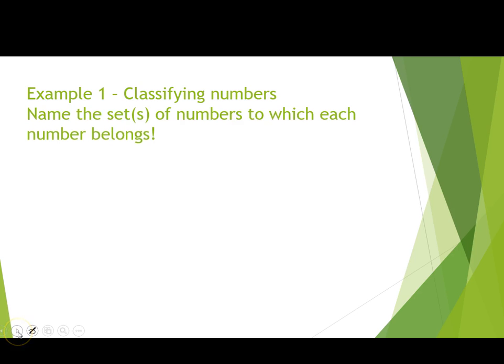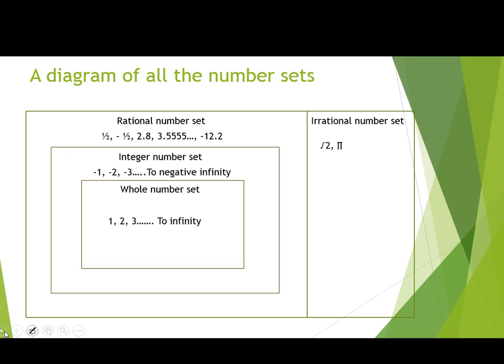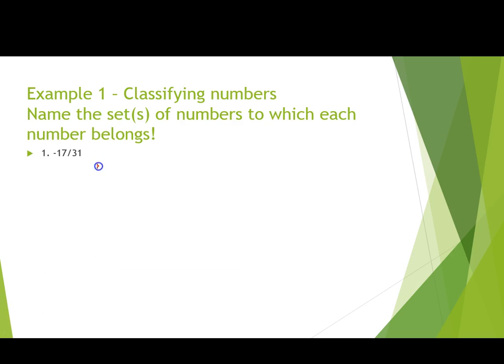Okay, so we're going to try to classify numbers based on which set they belong to. The first one is -17/31. Now imagine that we have that box back. Which set would be -17/31? It wouldn't be the whole numbers because that's 1, 2, 3, 4, 5, 6, 7, 8, 9, 10. Wouldn't be -1, 2, 3, 4, 5, 6, 7, 8, 9, 10 either. It's actually going to be rational. Rational numbers can be negative also. So we would write rational.